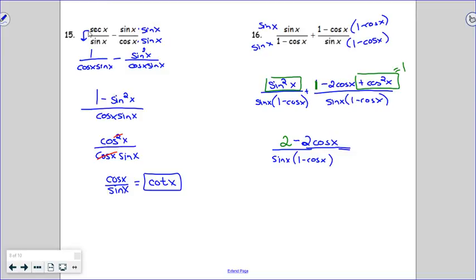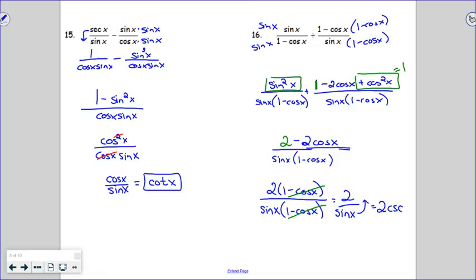Then I can factor out a GCF of 2 in the numerator, which allows me to get rid of that 1 minus cosine x. And last thing we would want to do is slide that sine x to the top and make it not a fraction, 2 cosecant x.